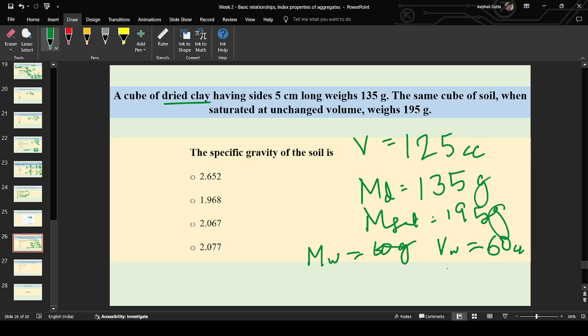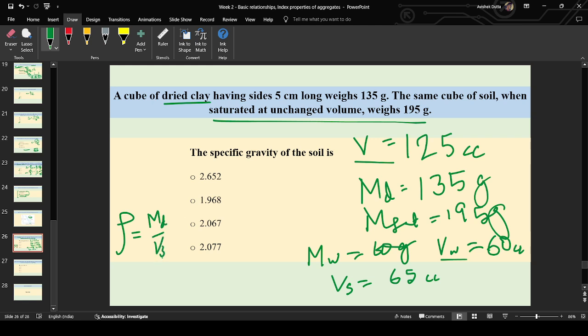So what is the volume of soil solids when it is fully saturated with 60 cc of water? The volume of soil solids is total volume minus the volume of water, that is 65 cc. So what is specific gravity? I have found the density over here, so I'll use rho. Md by Vs. Md is 135, Vs is 65. What is the answer?